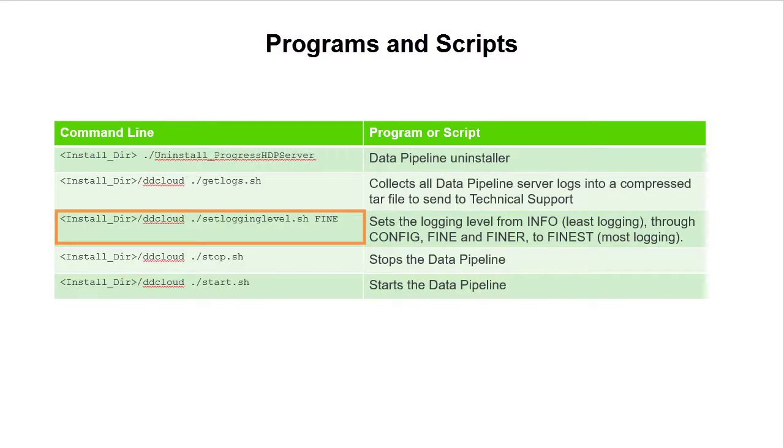Info is the least logging. The levels increase through config, fine, and finer to finest, which is the most logging. This example sets the logging level as fine.